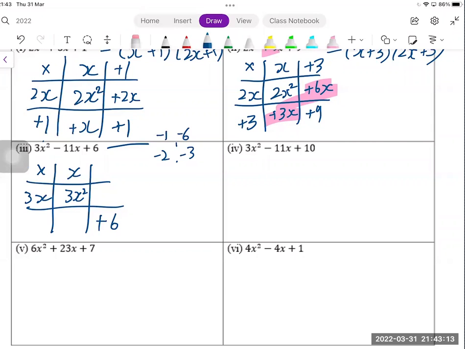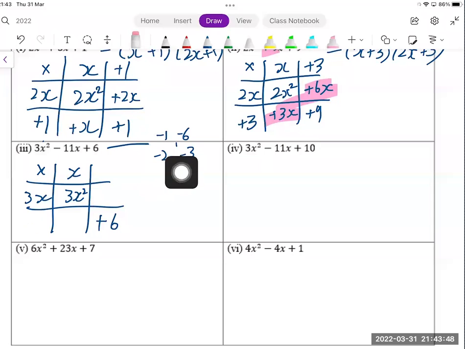Then we try out different positionings. So maybe let's try out 1 and 6 first. I put -1 here, I put -6 here, I get -6x, I get -3x. Not what I was looking for. So I try again. I swap the position around. -6 and -1 here gives me -x. Here gives me -18x. Still not the answer that I'm looking for. So we just continue trying.